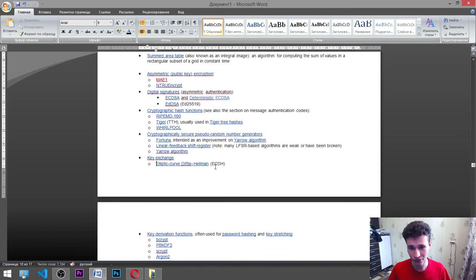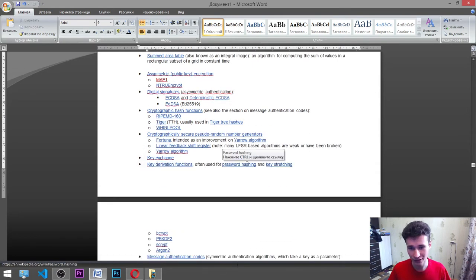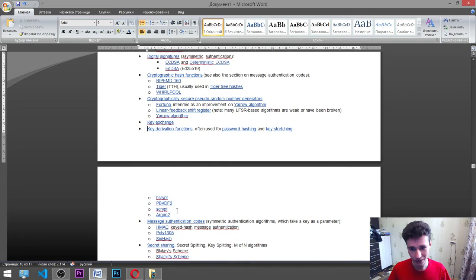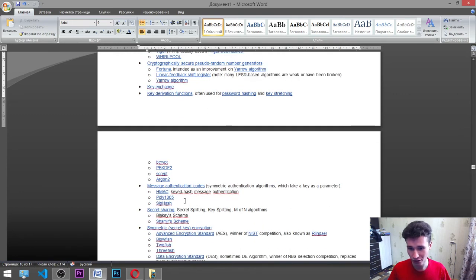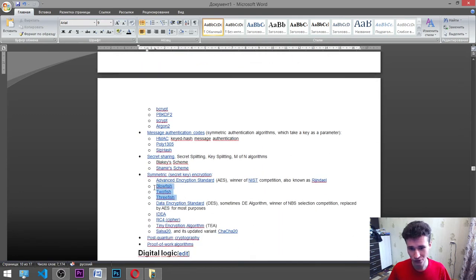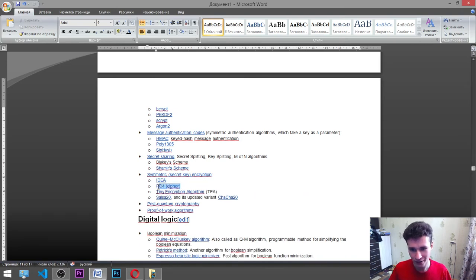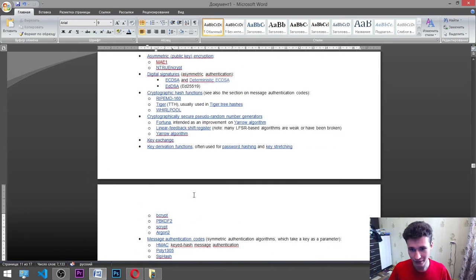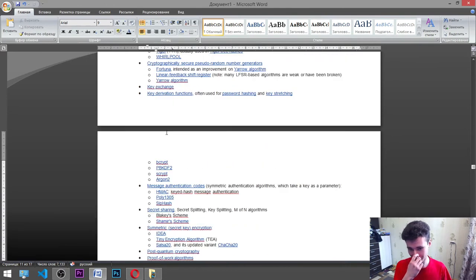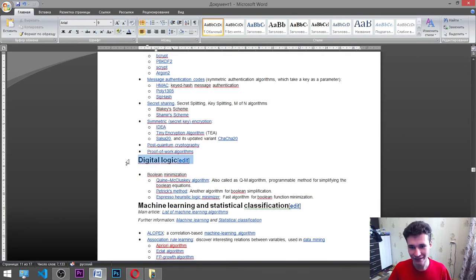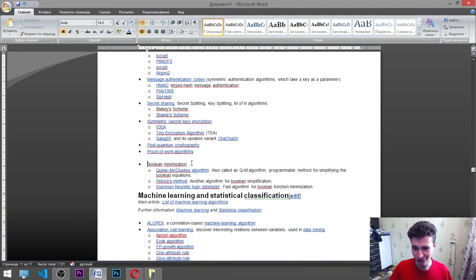Key exchange, Diffie-Hellman, I know. Elliptic curve Diffie-Hellman, I know. Also message authentication. Twofish, Blowfish, Threefish, I know, advanced in these two. And also 3DES, AES, 3DES, yes, Data Encryption Standard, yes, we know. RC4, I know, and this one need to learn, this list of them. And digital logic, I know. And here is machine learning.